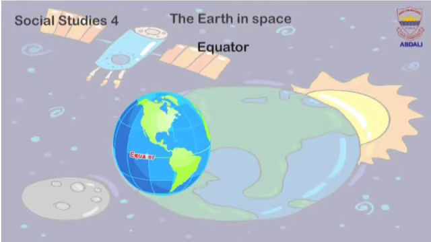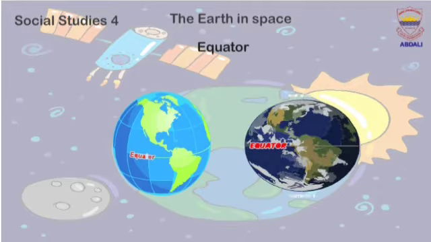Equator. Equator is also an imaginary line. Yes, this is not a real one. Equator is an imaginary line that runs all the way around the middle of the Earth. Equator runs round the middle of the Earth and it's an imaginary line.